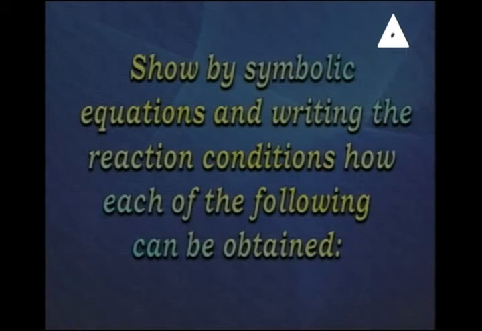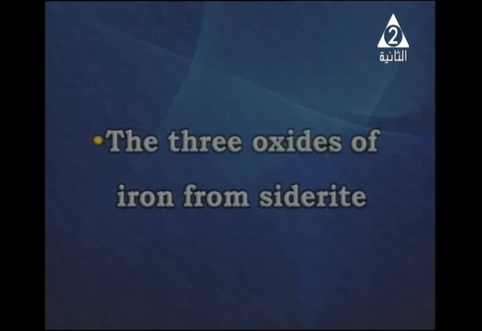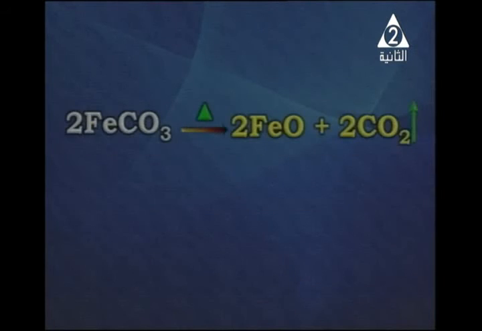Next type of question, my dear student. Show by symbolic equation and writing the reaction condition how each of the following compounds can be obtained. The 3 oxides of iron from siderite. Here, my dear student, siderite is iron(II) carbonate. So, on heating it gives iron(II) oxide, FeO, plus carbon dioxide gas.